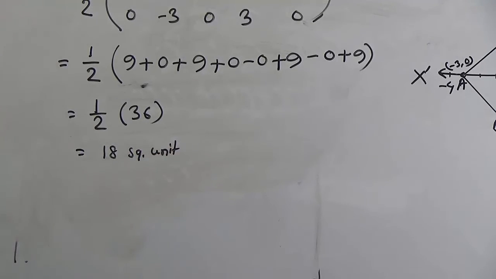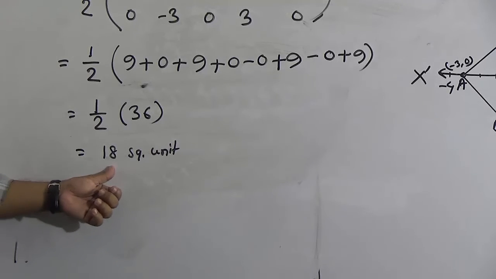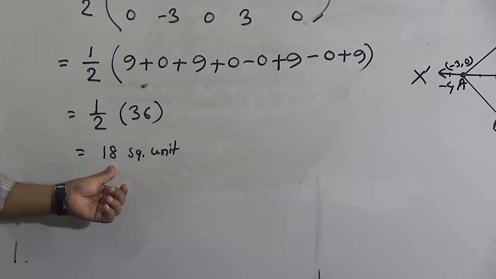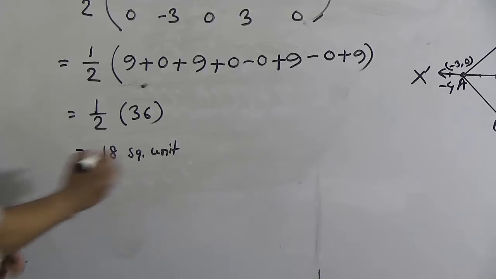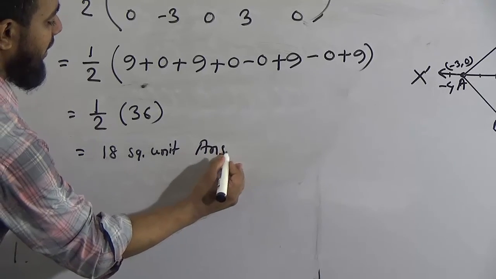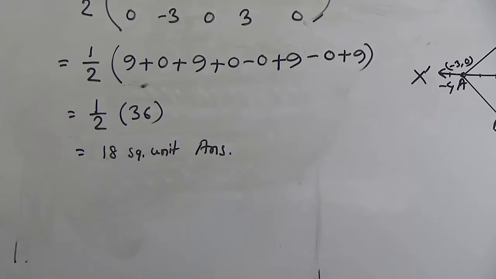So we have found the area of the square in the third method, the same. So this is our answer. Okay, I hope, my dear students, you have understood my today's lecture.